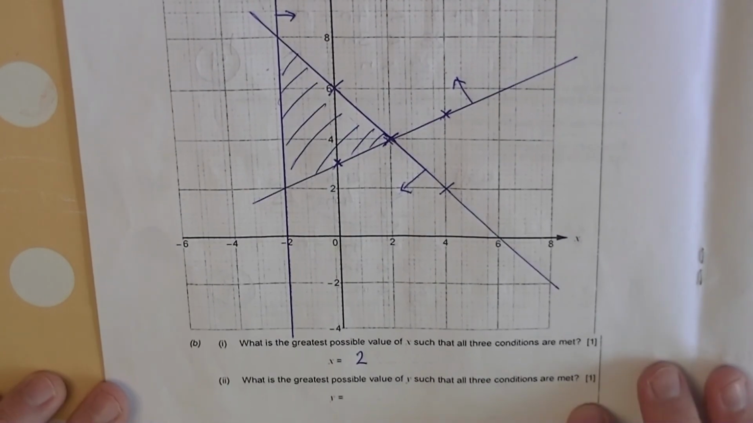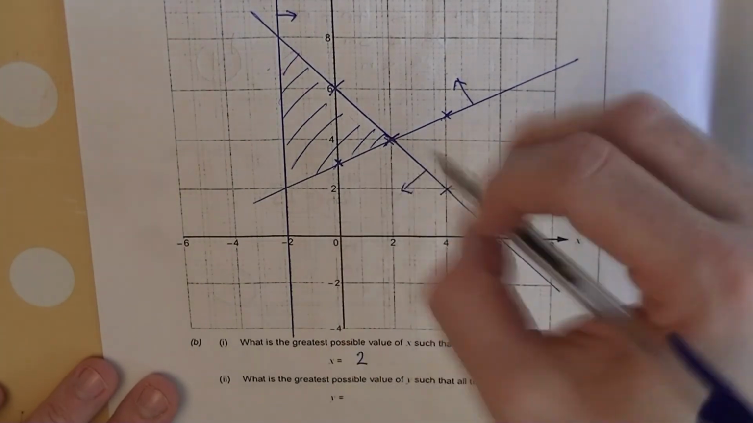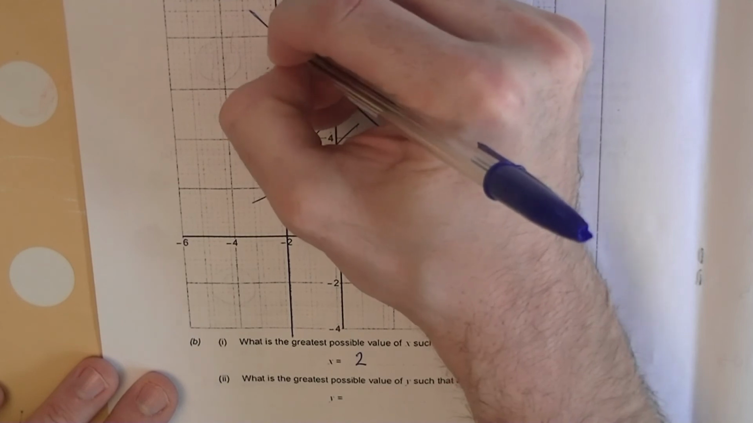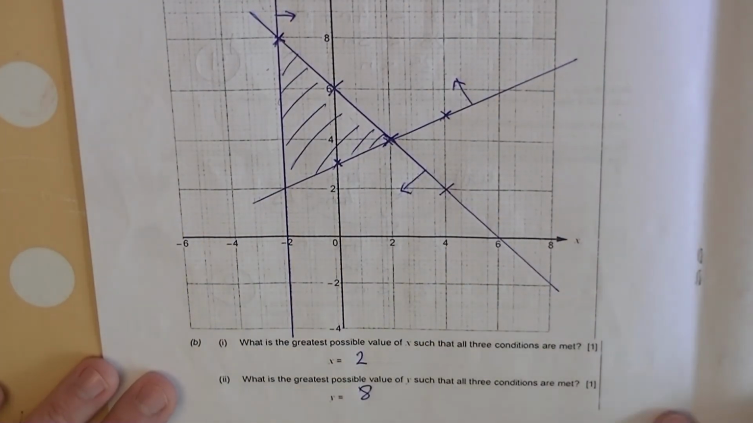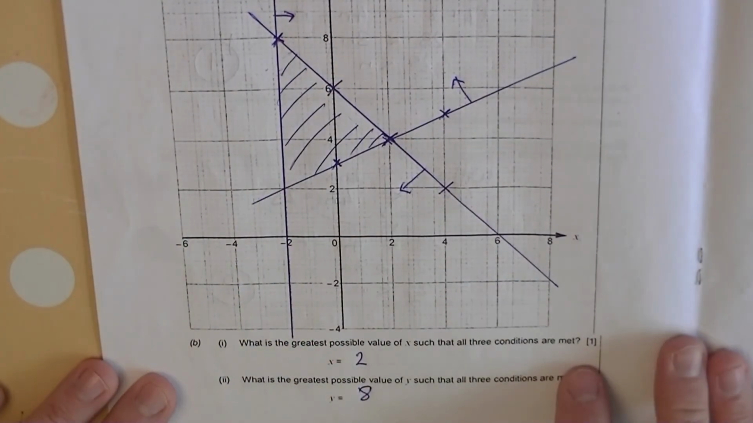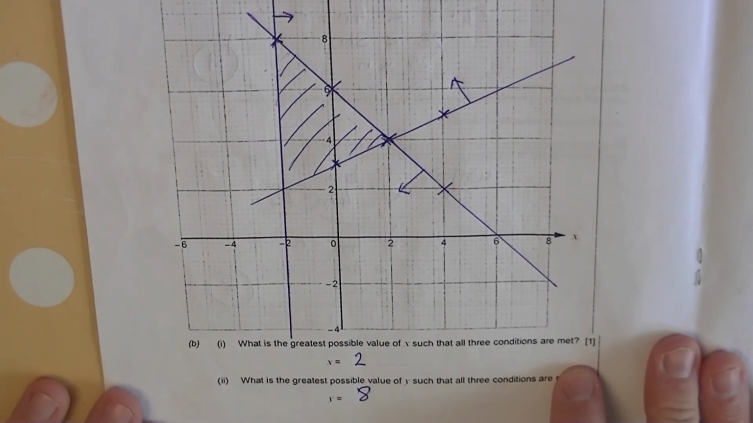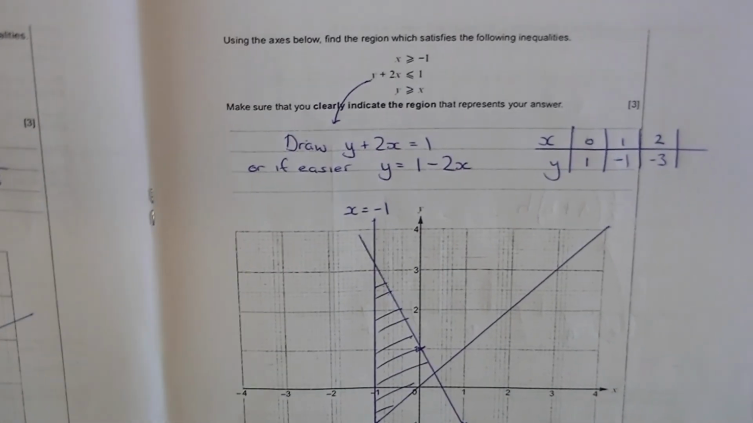And then what is the greatest possible y value that satisfies all the conditions? I'm looking for the biggest y value in that region, which is the one up here where y equals 8. Biggest x value in the region, biggest y value in the region, including on the lines. Unusual question, but hey. And this one I've done for you.